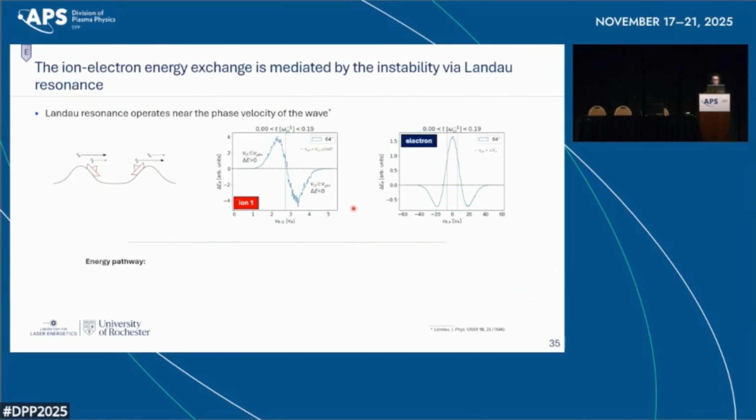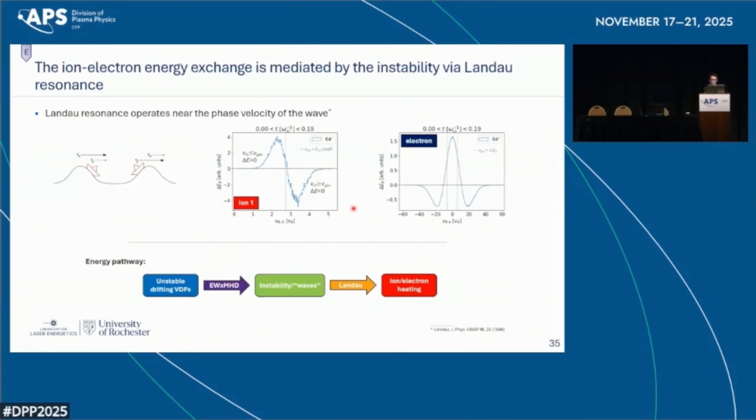So now we can draw the energy pathway. So first we have this unstable drifting velocity distribution function. And through the resonance between electron whistler wave and MHD waves, we have this instability or wave. And eventually we have Landau resonance, which can achieve this energy transfer. We have ion and electron heating.